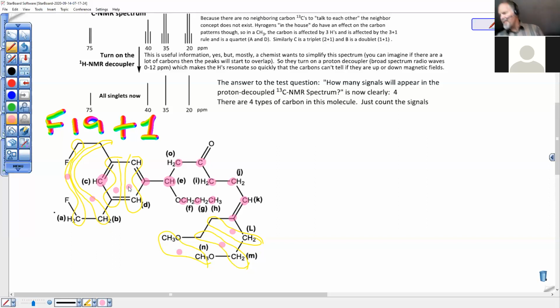And unless I missed a carbon, which I know you'll let me know if I did, we just count our dots. 1, 2, 3, 4, 5, 6, 7, 8, 9, 10, 11, 12, 13, 14, 15, 16, 17, 18, 19. And I'll pause here and we'll go to the practice test to see if I missed any.